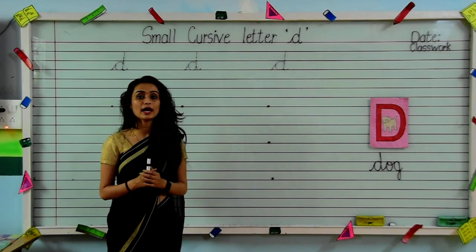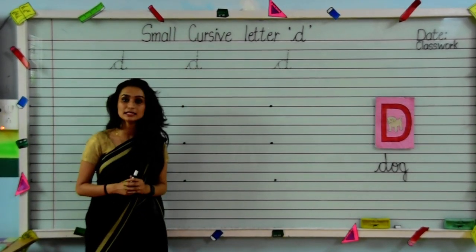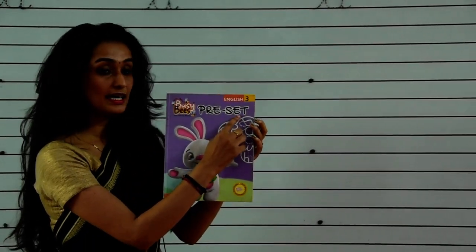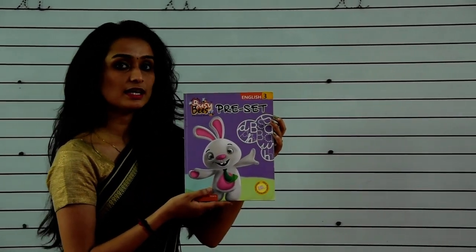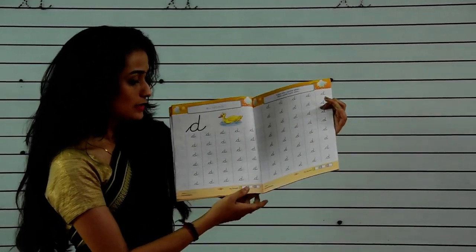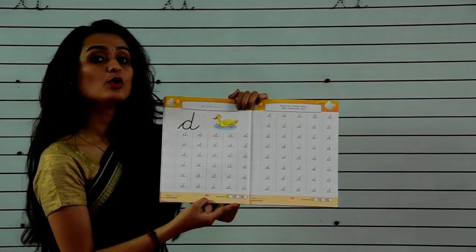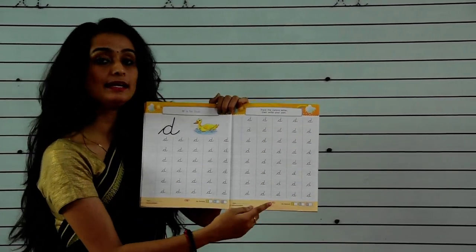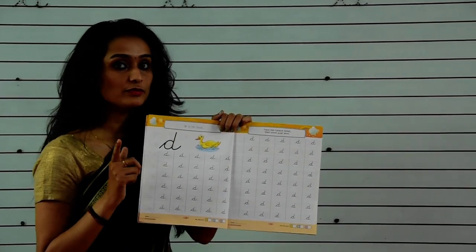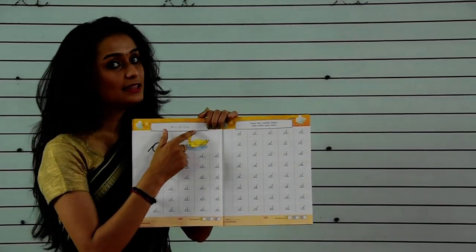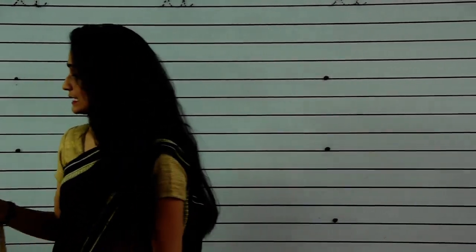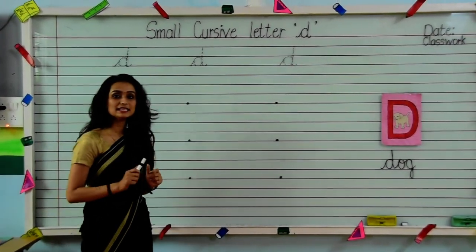Okay, now we will see how to write small cursive letter D. For this you need to take out your preset book and open your page number 14. Today we are going to do page number 14 and 15. Do not forget to mention the date and the classwork on the top. First sharpen your pencils and let's get ready.